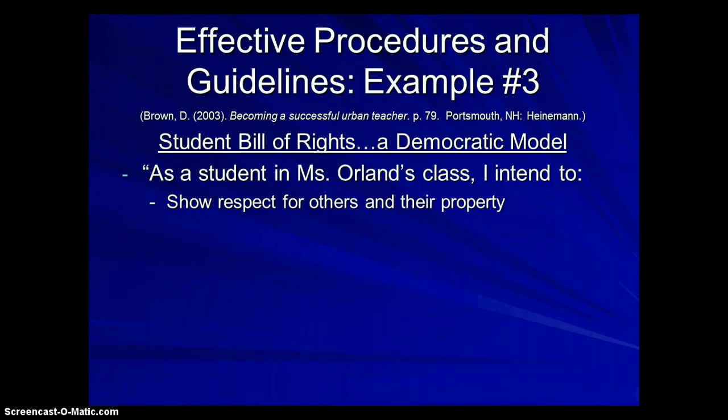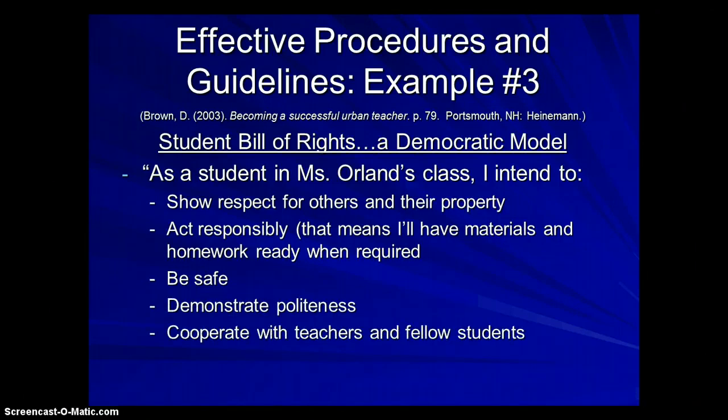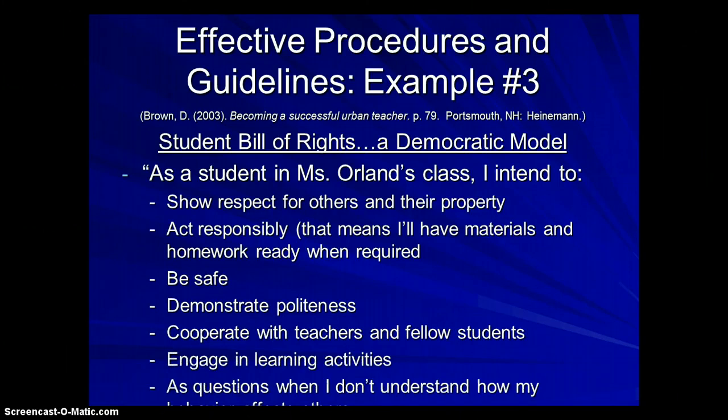Show respect for others and their property. Act responsibly. That means I'll have materials and homework ready when required. Be safe. Demonstrate politeness. Cooperate with teachers and fellow students. Engage in learning activities. And ask questions. I apologize for the two typos there. Ask questions when I don't understand how my behavior affects others.